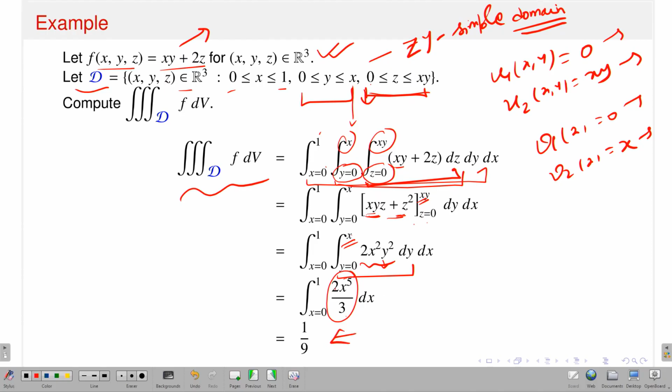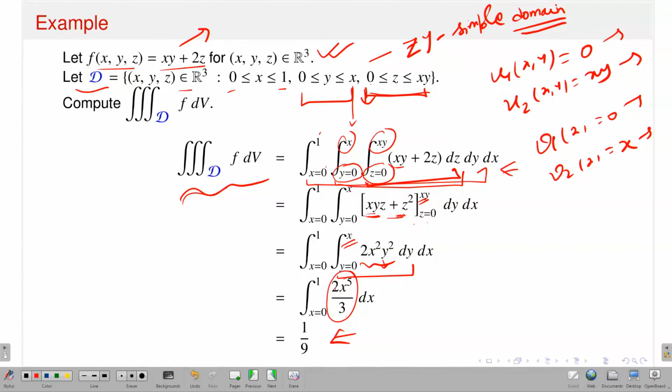So now I think it is clear. If I have a zy simple domain and my function is continuous, then by Fubini's theorem the value of the triple integral is given by the iterated integral, and which order you have to maintain is clear from which domain you are working on. Since I am in zy simple, you have to first perform the integral with respect to the z variable, where z varies from 0 to xy, keeping x and y fixed.